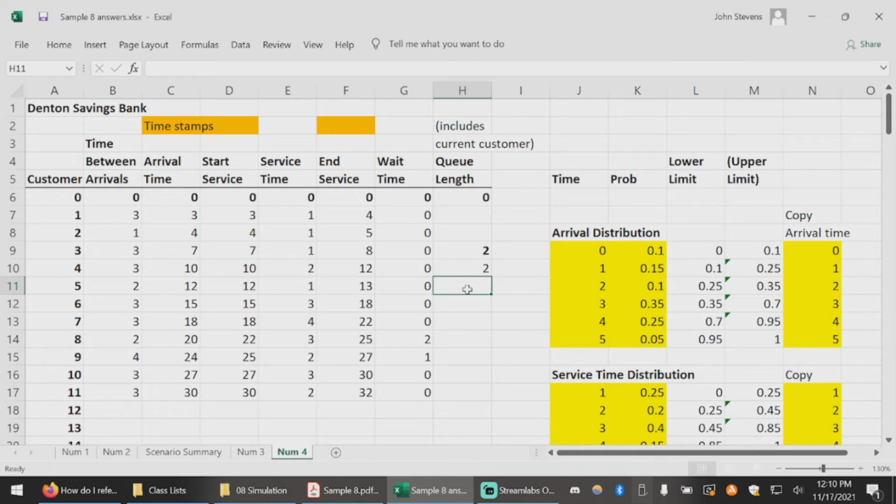Oh, did I just recalculate? Anyway, we get the point. I can't go back. There's no going back. I accidentally calculated. It happens.